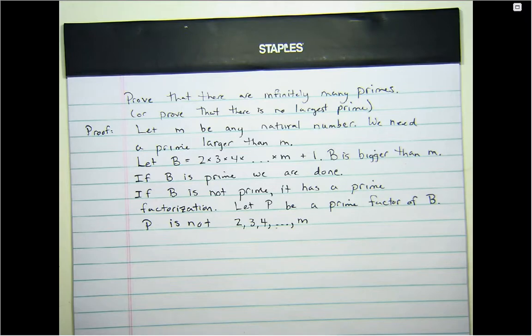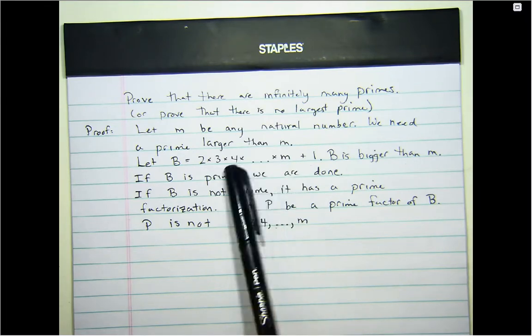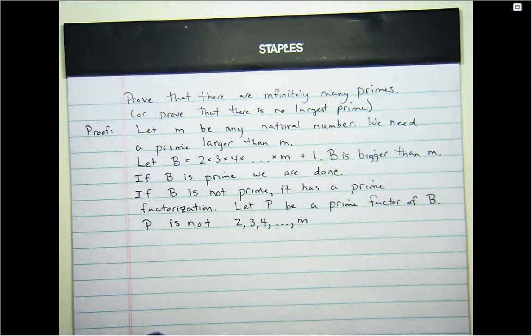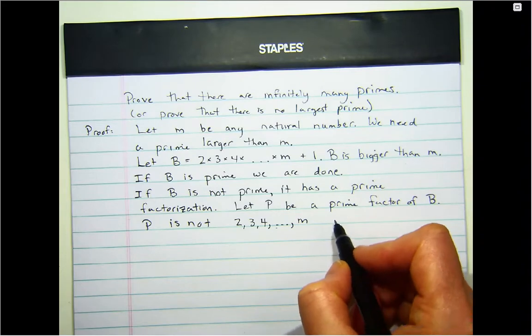Yes. Because we use that list to get B, and P would be a factor of B, so it wouldn't be in that list. Good, because we use this list to make B, and these don't divide evenly into B, because we used this list and added 1. So P is not in that list. Let's see if we can write that without so much explanation.